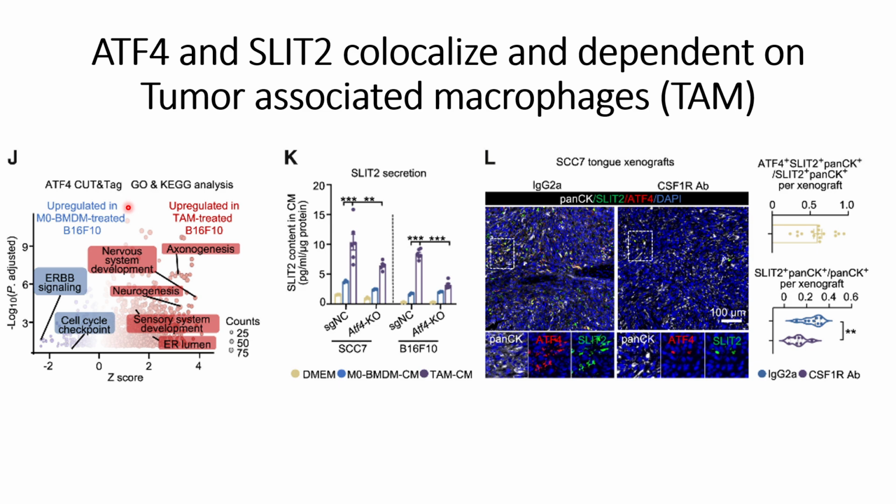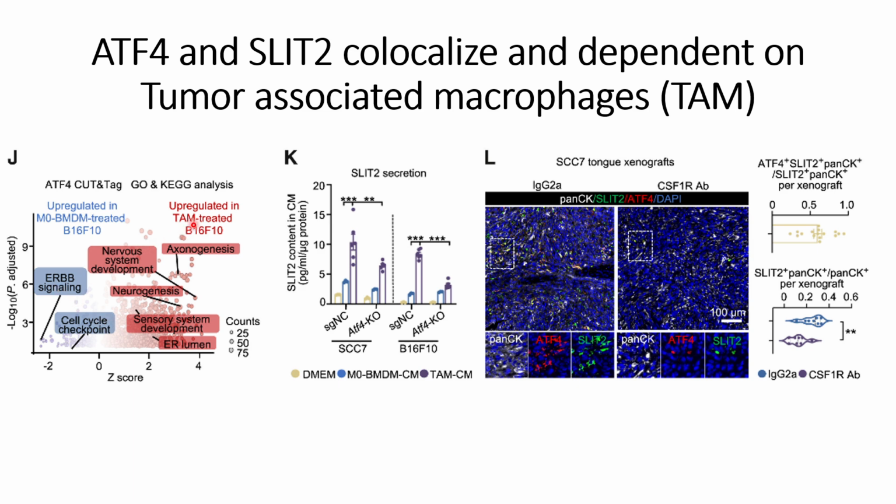Once they found out the gene promoters that ATF4 regulates, they used GO and KEGG analysis to find out the pathways that got upregulated in both the conditions. In the case of the bone marrow derived macrophages of the M0 stage, they were able to see that two signaling pathways are upregulated, that is ERBB signaling and cell cycle checkpoint.